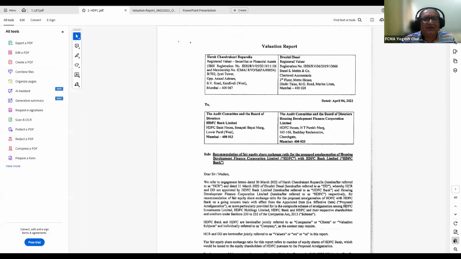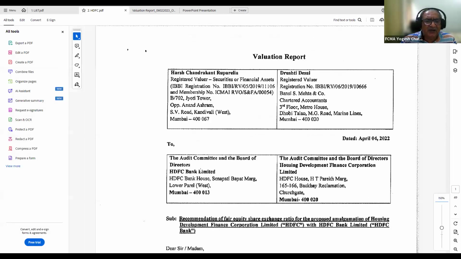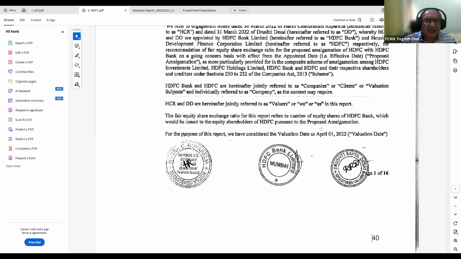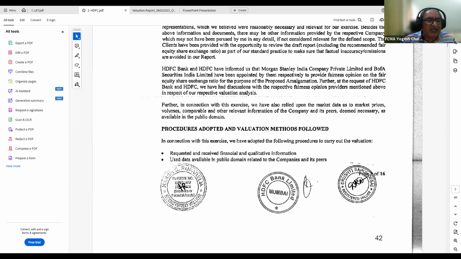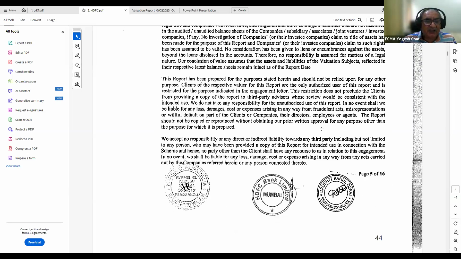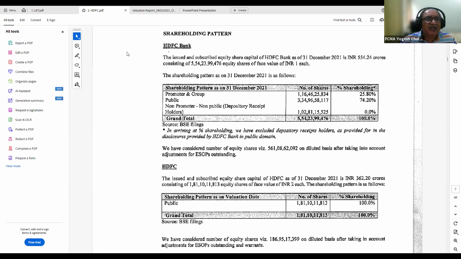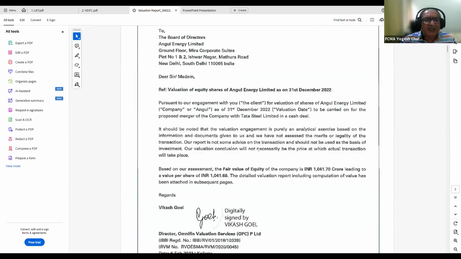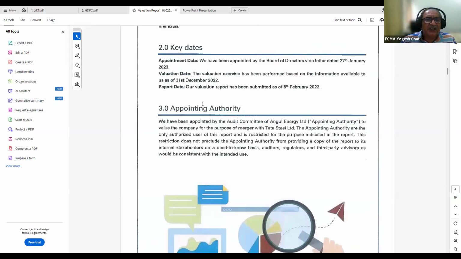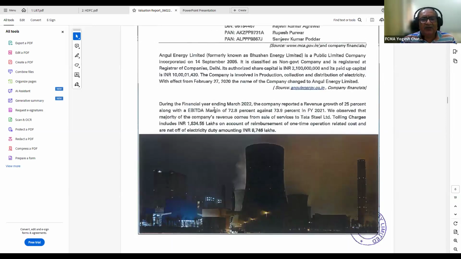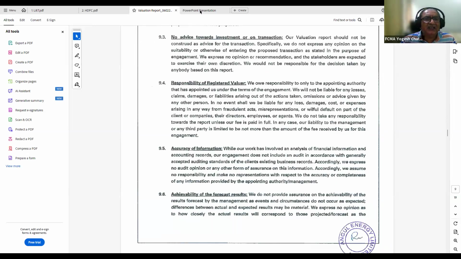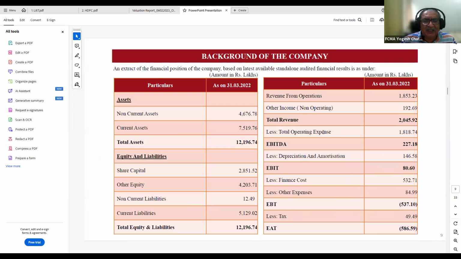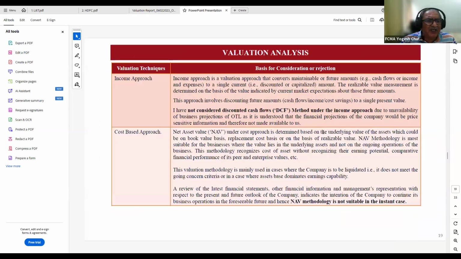So this is another valuation. This is the valuation at the time of merger of HDFC Bank and HDFC. This is again done by a very senior and experienced registered valuer. So you can go through this. Similarly, this is a recent valuation between Tata companies. One of the Tata companies was involved in this. This is again how valuation is done. You can go through that. And this is a valuation under a SEBI regulation. So how that is done. These are all public documents available freely on the internet.